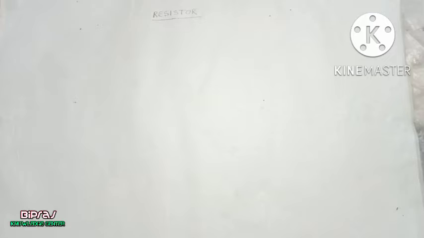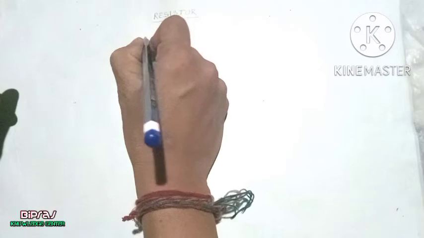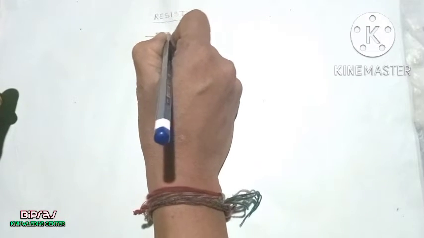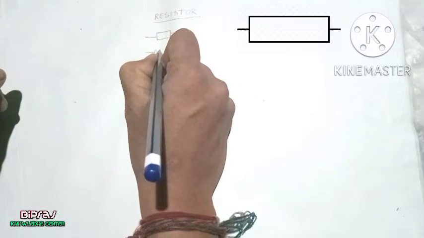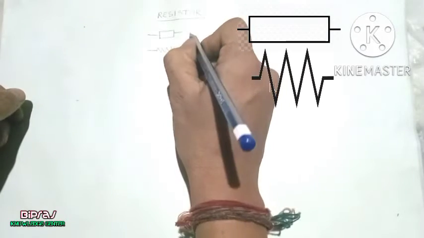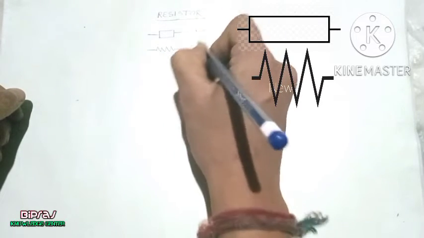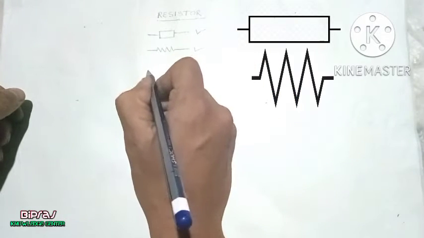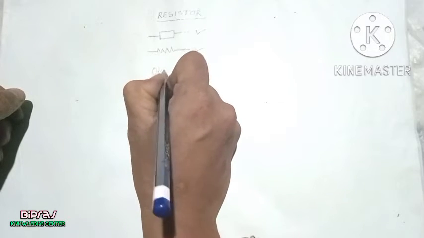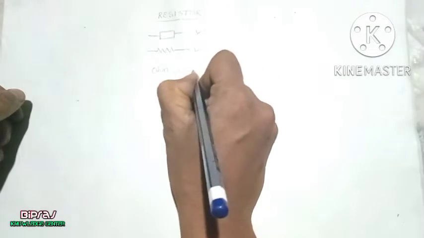Similarly, in case of electricity, it is called resistance because it opposes the flow of current, and the equipment which does this is called a resistor. It is symbolized like this, or even like this. This is for the European context and this symbol is for the North American context. Its unit is ohm, and it is symbolized like this.